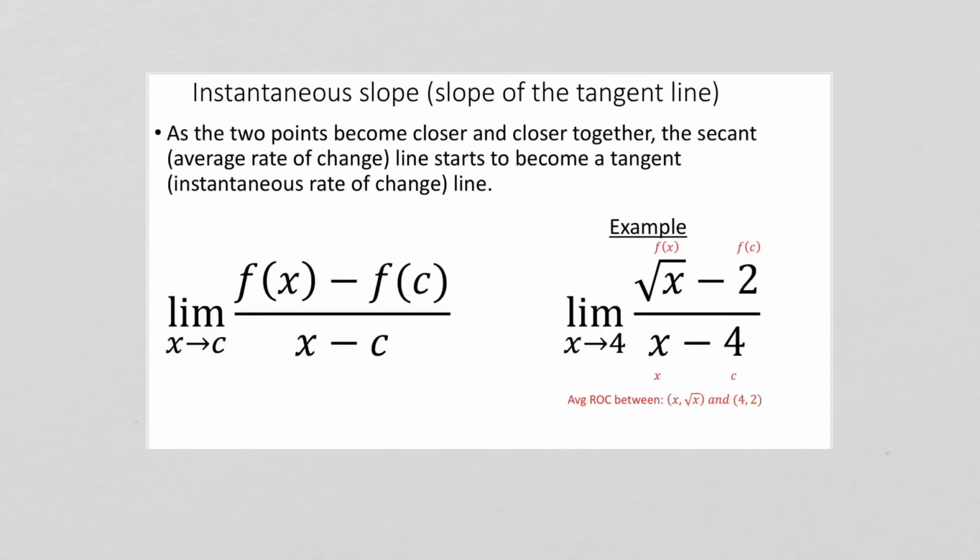Okay, so going back to this example, this is our instantaneous slope formula. This is how we always will calculate instantaneous slope. Okay, so from our example, this is the f of x, this is the function. This is the function with the x value plugged in, in this case x equals 4. What's square root 4? It's 2. And then this is our x, and this is our c, which is the x value we're approaching. So this is the average rate of change between x comma root x and 4 comma 2, but we're going to let x comma root x become really close to 4 comma 2.